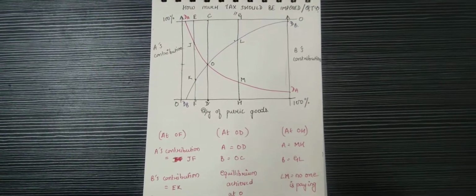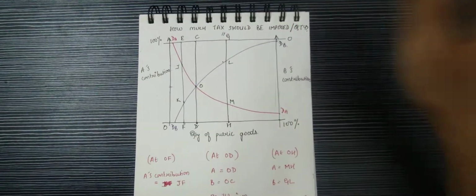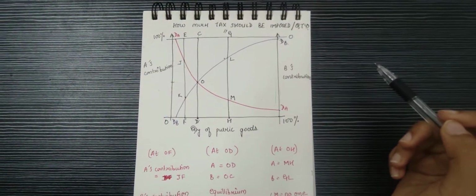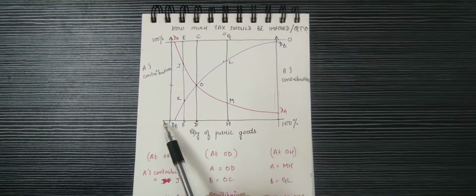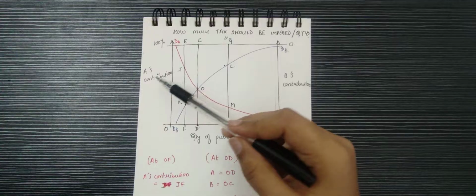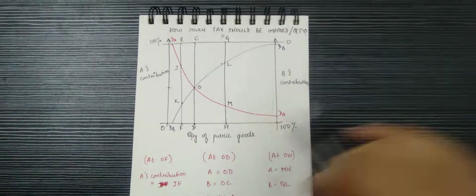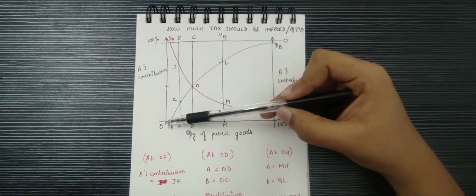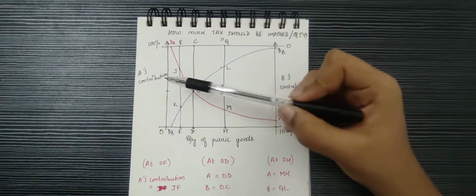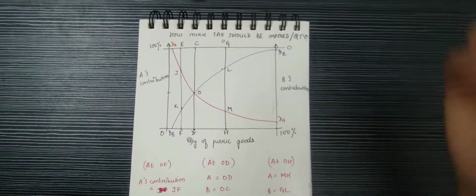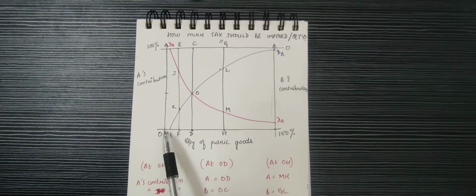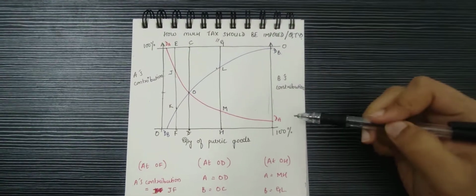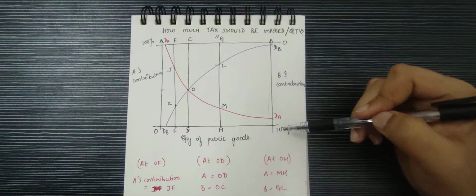Now we need to understand what the diagram shows. Okay. Now we have this Edgeworth box which shows on the x-axis we have quantity of public goods, and on y-axis we have two persons. Okay, person A and person B, which is representing the society. Okay, so we have two persons, person A and person B. Now on y-axis on the left hand side we have from 0 to 100%. Okay, so how much the person A is contributing is termed in terms of percentage. Okay, and over here we have 0 to 100%. So please make a note, it's 0 to 100%.